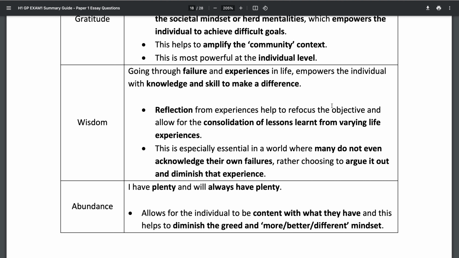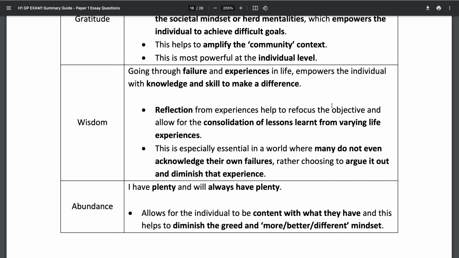Okay? Reflection. The most important thing is reflection. We can consolidate what we have learned from our life. And this is especially important in a world where many of us don't even want to acknowledge the fact that we have failed.